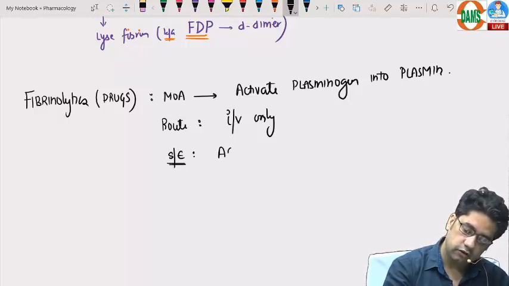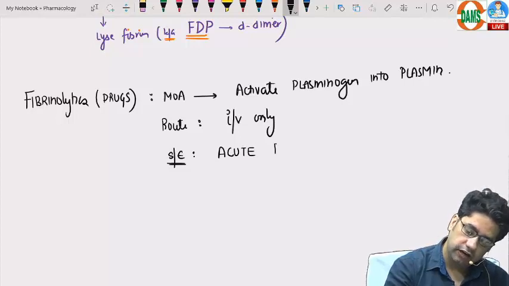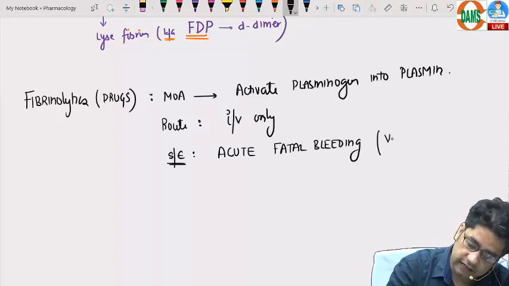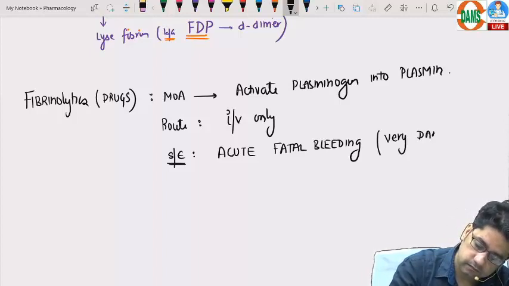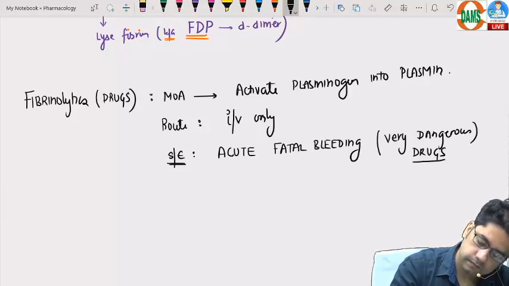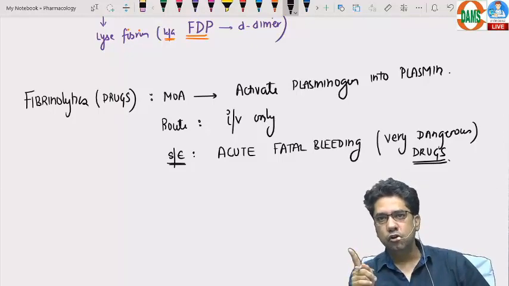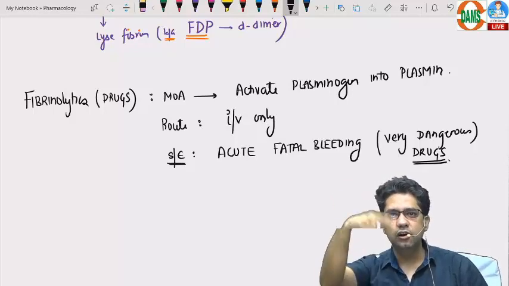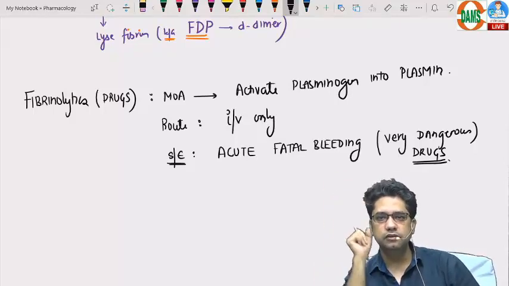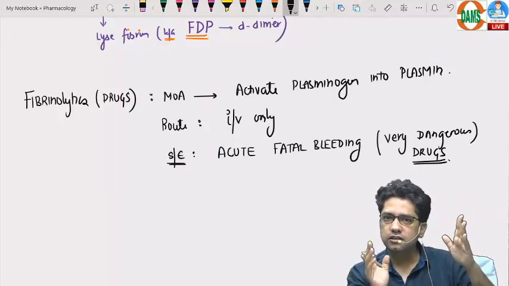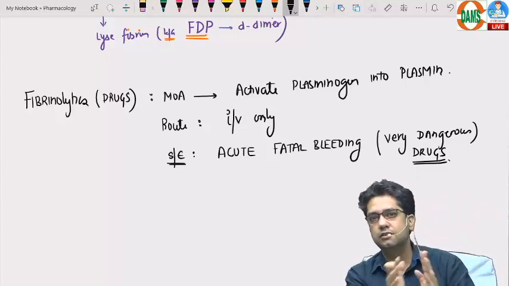They may cause acute fatal bleeding. And you will write they are very dangerous drugs. They are very dangerous drugs because they can remove fibrin from any site of the body. हमारी बॉडी में मान के चलो ब्रेन में फिब्रिन डिपॉजिट है, नॉर्मल प्रोसेस है फिब्रिन डिपोजिशन होना, रिमूव हो गया स्ट्रोक हो जाएगा, पेशेंट कैन डाई सडनली विद इन मिनट्स.